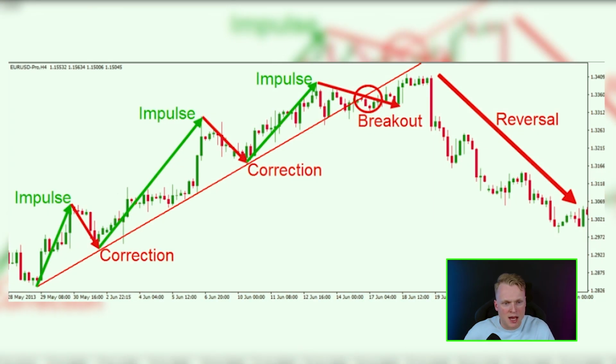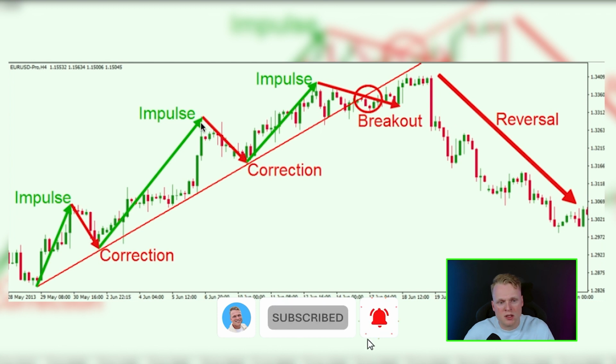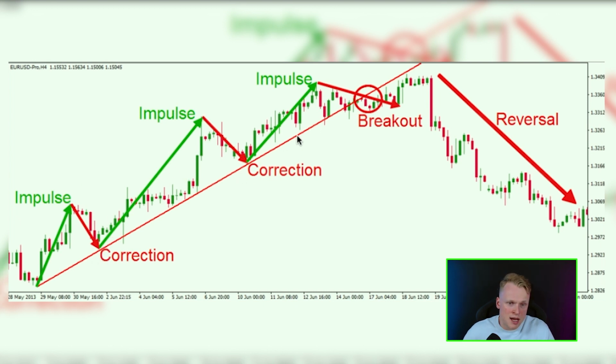It's this. Here we can see an uptrend, and in an uptrend the price is making higher highs, setting higher lows. We can see it here by an impulse going upwards. We have a correction. From that moment, we have another impulse to the upside. We have a correction and again an impulse. And now we see that the price is breaking below the trend line. This red line is a trend line.